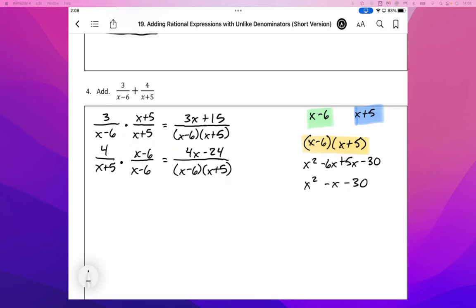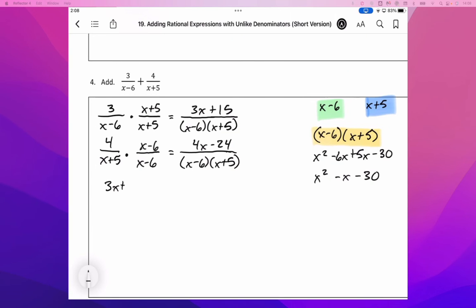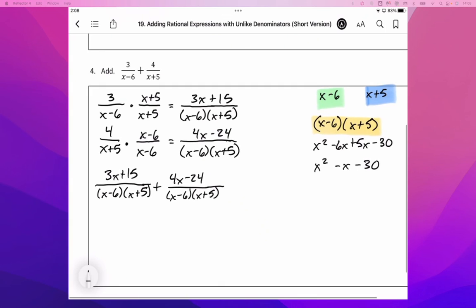Okay. And so now we can add those two things. We've got 3x plus 15 over x minus 6 times x plus 5 plus 4x minus 24 over x minus 6 times x plus 5. And combining like terms, 3x and 4x will make 7x. 15 and negative 24 will make negative 9 over x minus 6 times x plus 5.